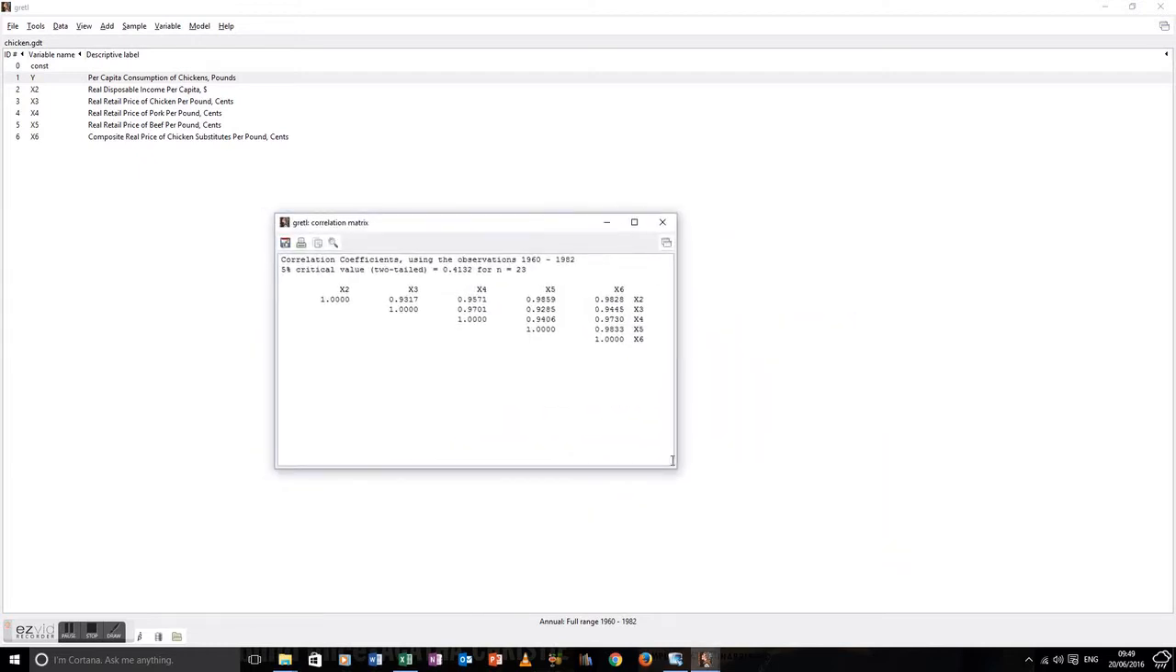Now, if we look at that, we can see that all of our independent variables are highly correlated with one another. They in fact have correlation coefficients of over 0.9 in every single case. That's a pretty strong indication we've got a problem with multicollinearity here. Okay, how are we going to fix it? Well, let's have a bit of a brainstorm.